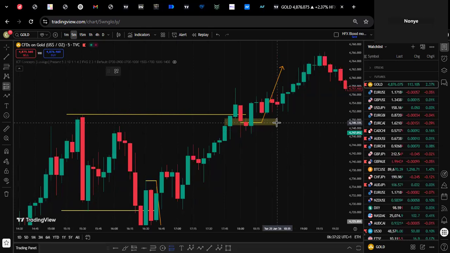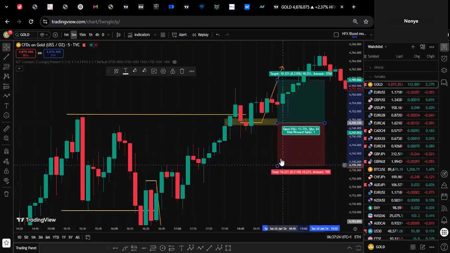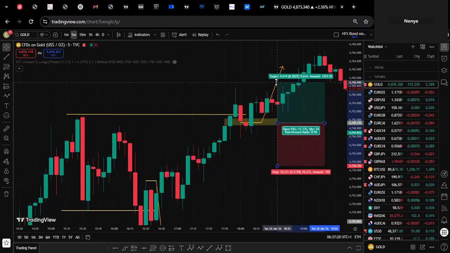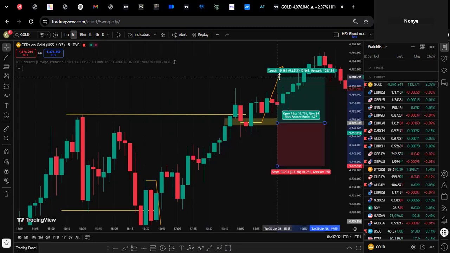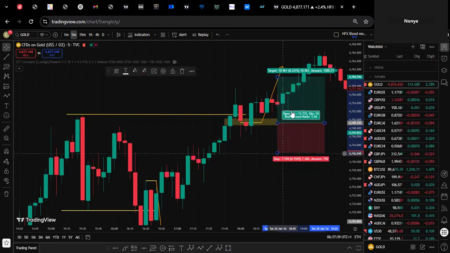Long. In fact, this is 10 pips there. This is 10 pips. You can keep your stop loss just here. So you're risking $7 for $10, right? It gave us more, but there's no need for that.